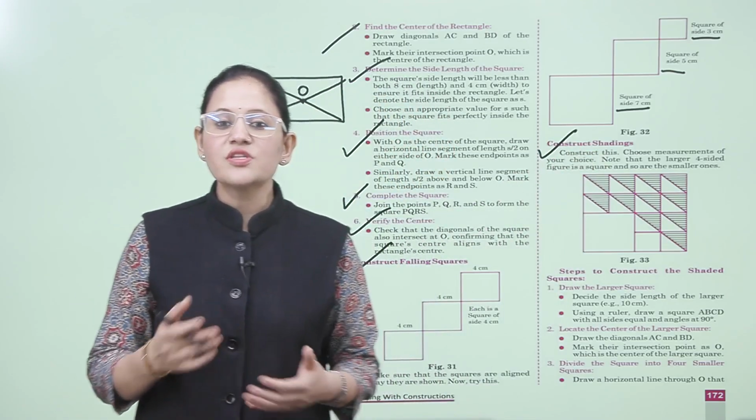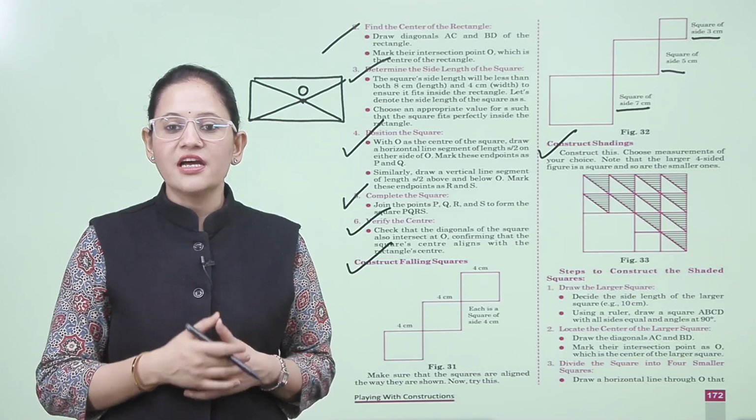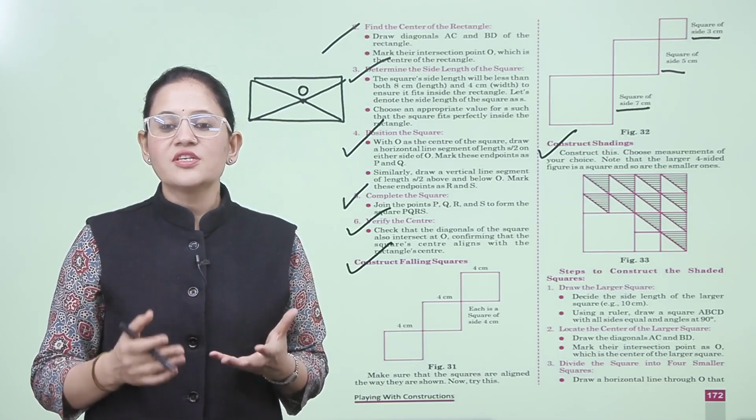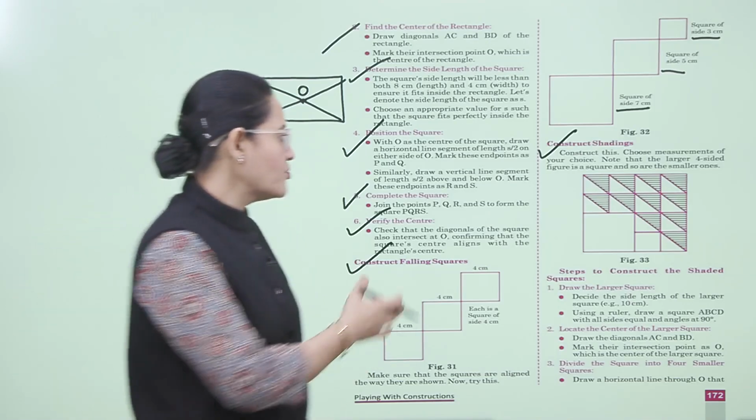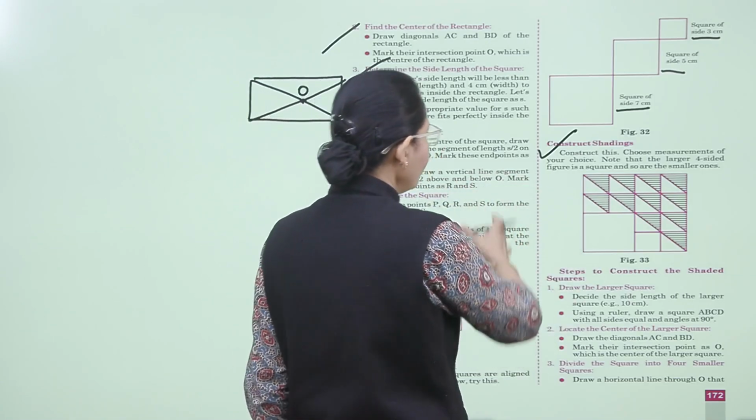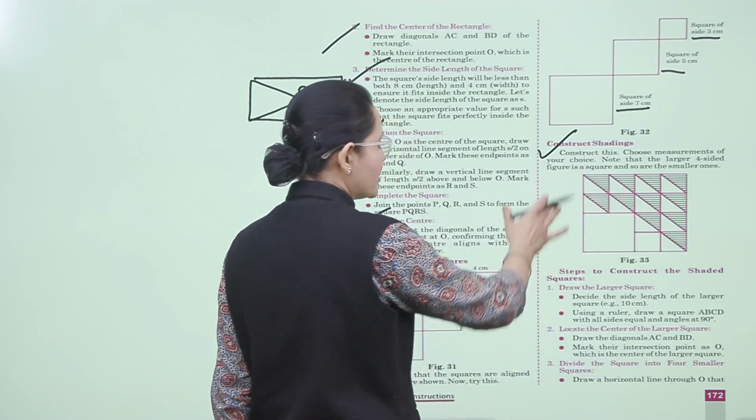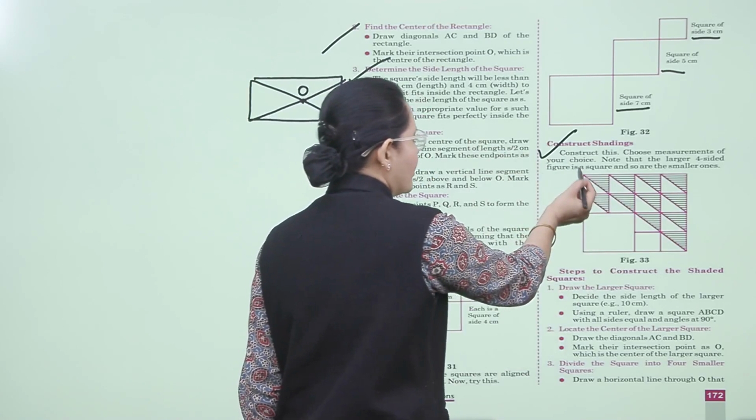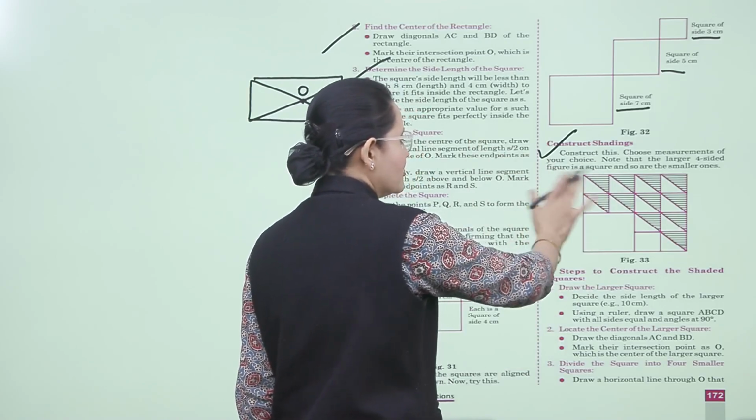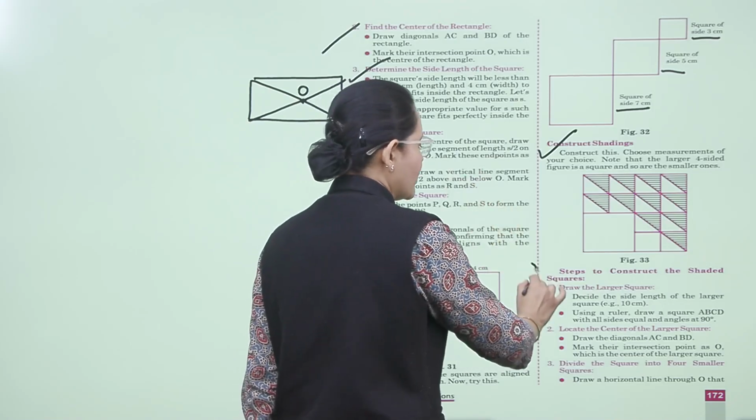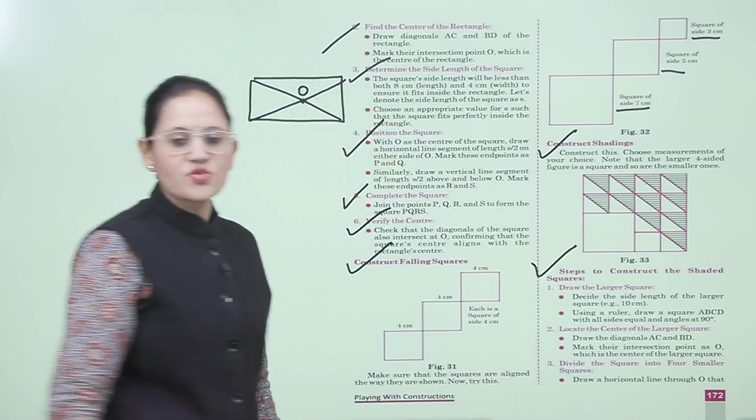Next, construct shading. Construct this. Choose the measurements of your choice, so that the larger squares and the smaller ones are as shown. So, we have to make this kind of shaded square. So, first we will make the squares. You can see the small square, draw the diagonals and shade one part. So, now we will see how we can construct it. Steps to construct the shaded squares.